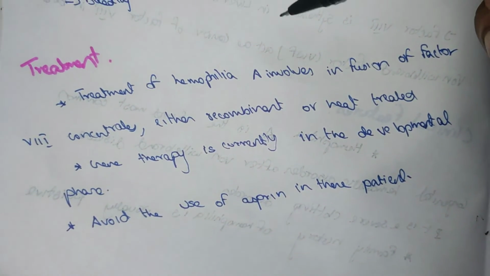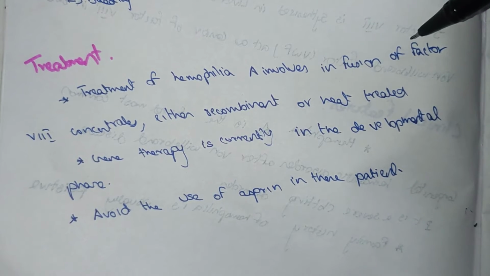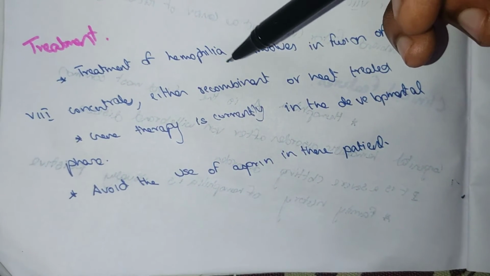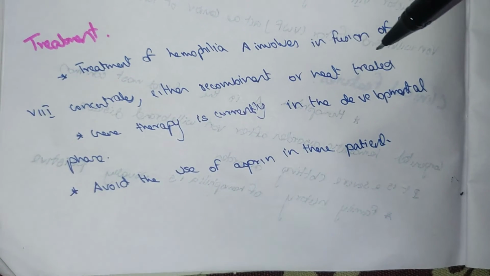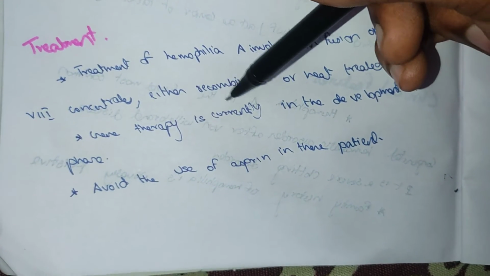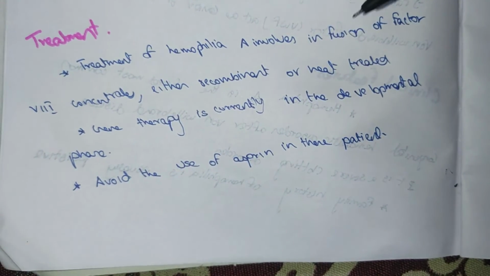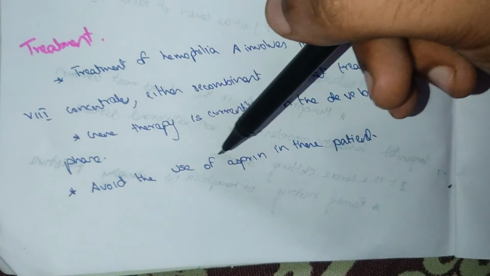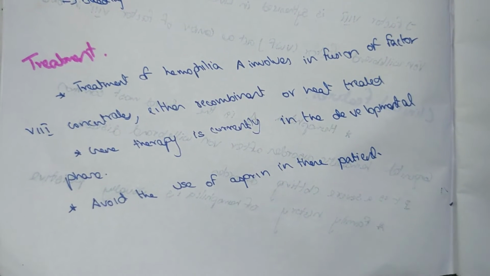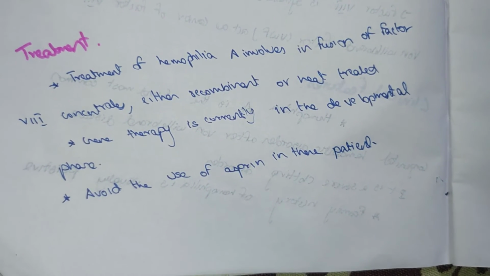The treatment of hemophilia involves the infusion of factor 8 concentrate, either by recombinant technology or the heat-treated one. Gene therapy has also been introduced, but it is in the developmental phase. Avoid the use of aspirin in hemophilia patients because it is also an anticoagulant which disturbs the clotting mechanism.